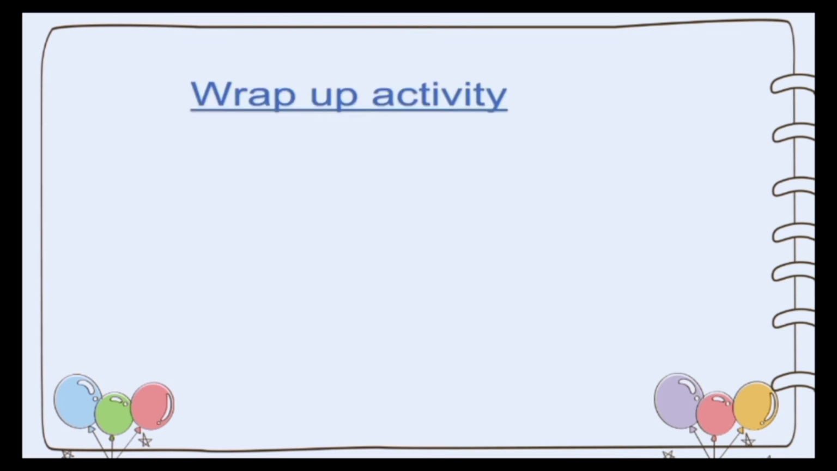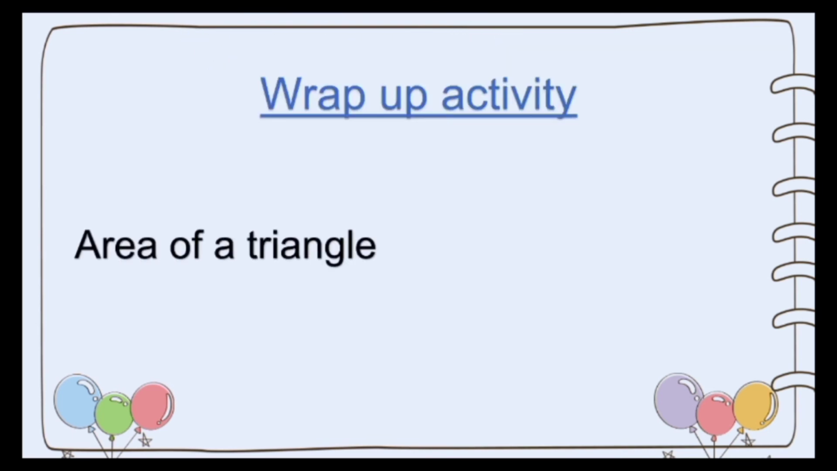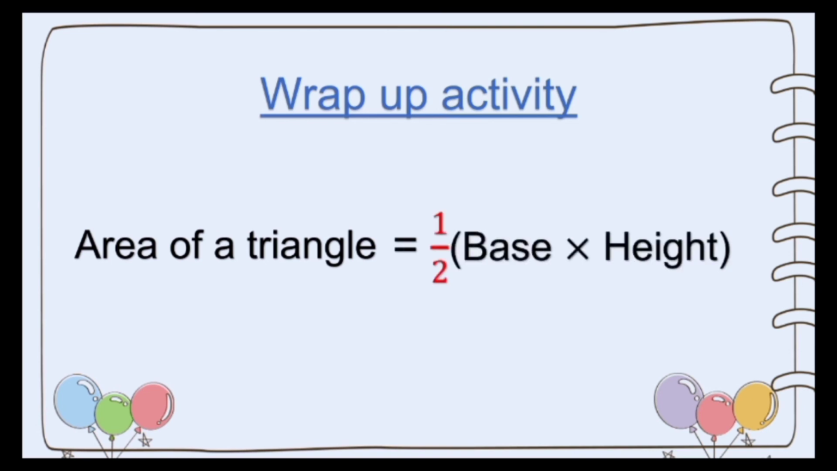In this video, we have learnt the derivation of the formula for area of a triangle. Now what is the formula? Area of a triangle is half base times height. Remember one thing, with area, always use the unit of measurement squared.